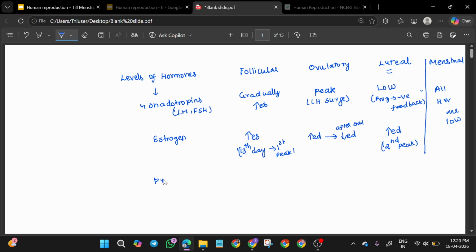Then it is progesterone. Progesterone level is low during the follicular phase, low during the ovulatory phase. In the luteal phase only it will be high. So it is only one peak that is going to form, and that one peak is formed only during the luteal phase.